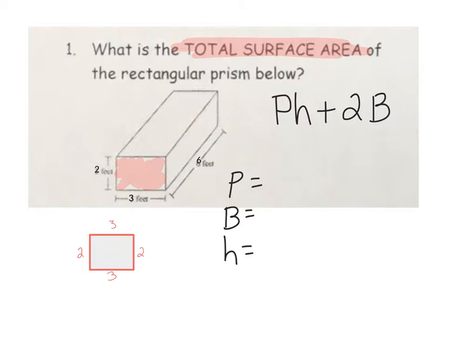What we're also going to do is highlight the height of this prism. Oops, that's not the highlighter. We're going to highlight the height of the prism in green, which is 6.